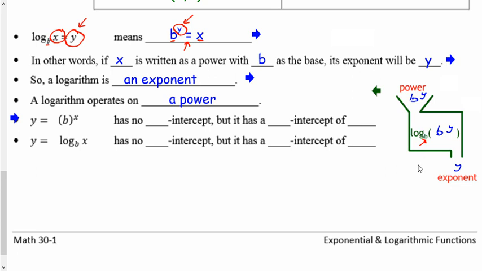A little bit more about the graph. Y equals b to the x, the exponential function. We know that it has no x-intercepts, but it does have a y-intercept of 1. Whereas the logarithmic function, as we looked at in the table above, has no y-intercept, but has an x-intercept of 1.